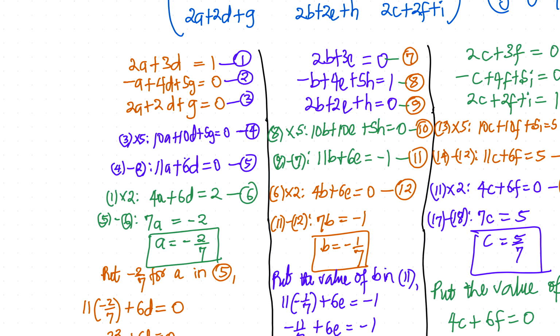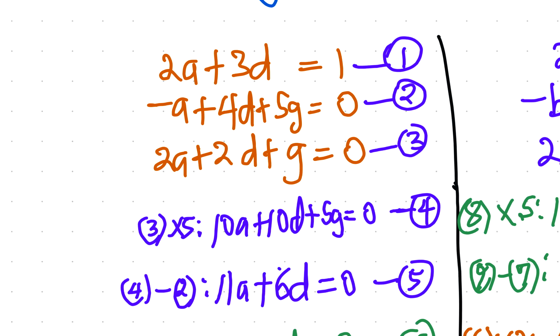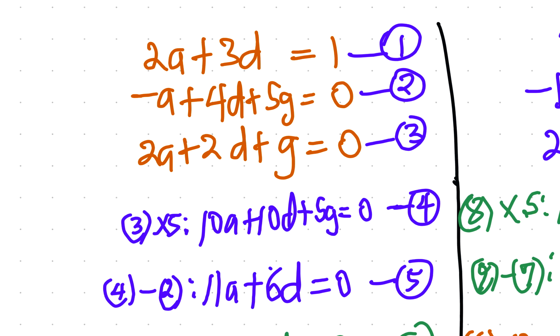So how do you take care? You're looking for A, D, and G. So you have 2A plus 3D equals 1. Because the coefficient of G here is 0, that makes things a bit easy. So now we already have 2A plus 3D. Naturally, I just know that if we can eliminate G from one of these, then we can solve A and D together with this, and we get A and D. And once you get A, you can get D, then you can use A and D to get G.